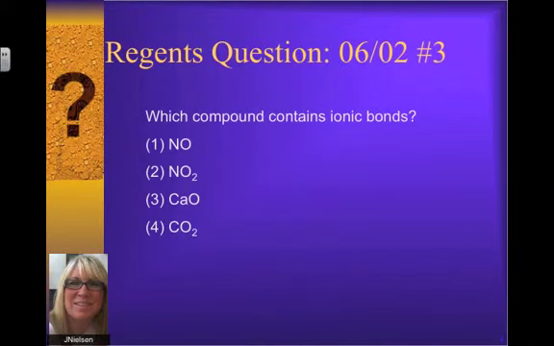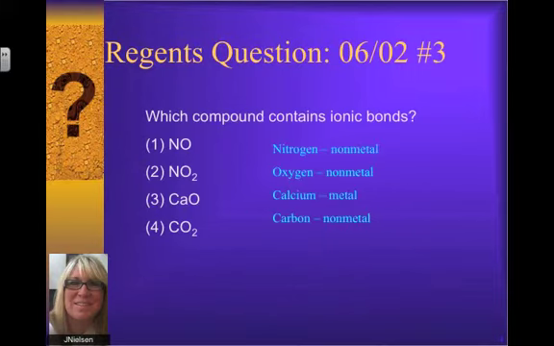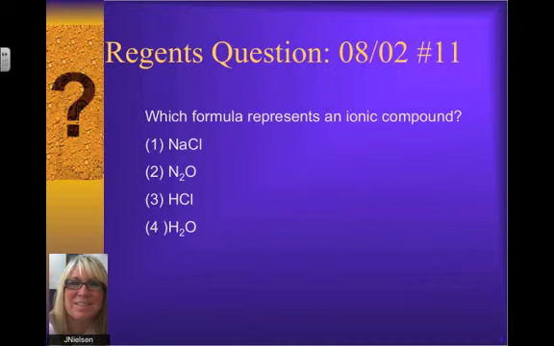So which of the following contains ionic bonds? Well, what you want to be doing here is looking for a metal and a nonmetal. And clearly, this is choice 3. Which formula represents an ionic compound? Here's another one. Clearly, we're looking for a metal and a nonmetal, and the best choice is 1.